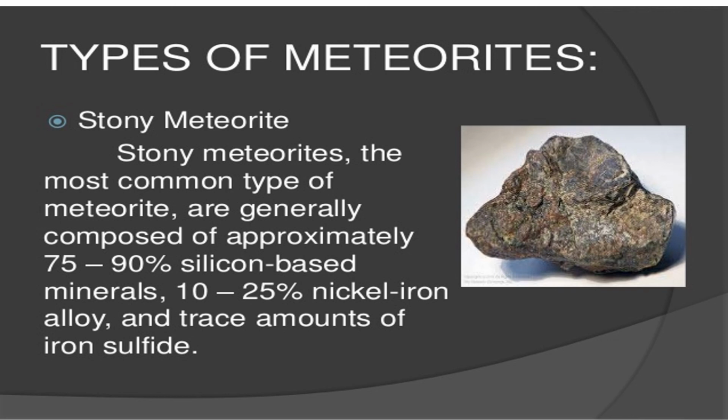So we have to classify them as stony meteorite. Okay. Stony meteorites are the most common type of meteorite, and are generally composed of approximately 75 to 90% silicon-based minerals, 10 to 25% nickel-iron alloy and trace amounts of iron sulfide. So this is how the stony meteorite looks like. Okay, there is also color.